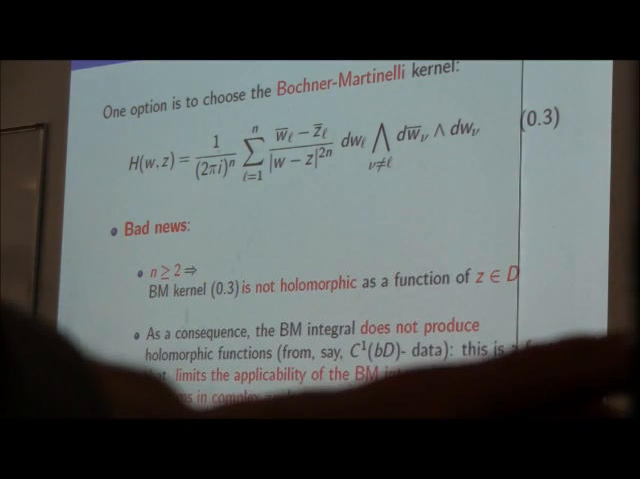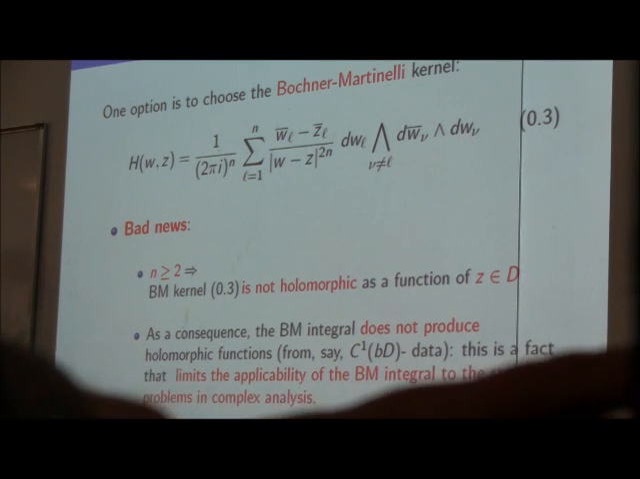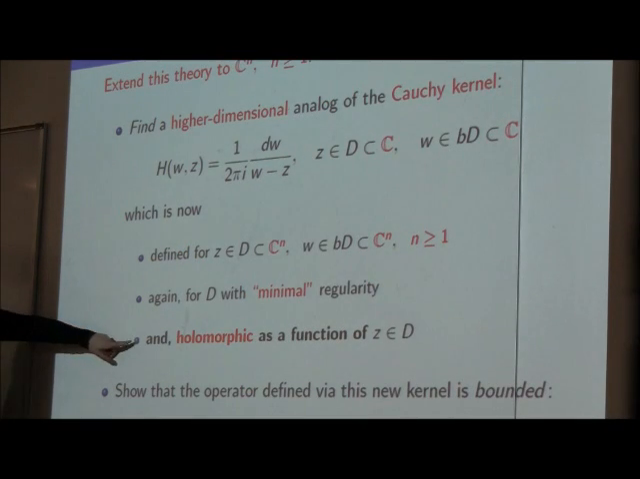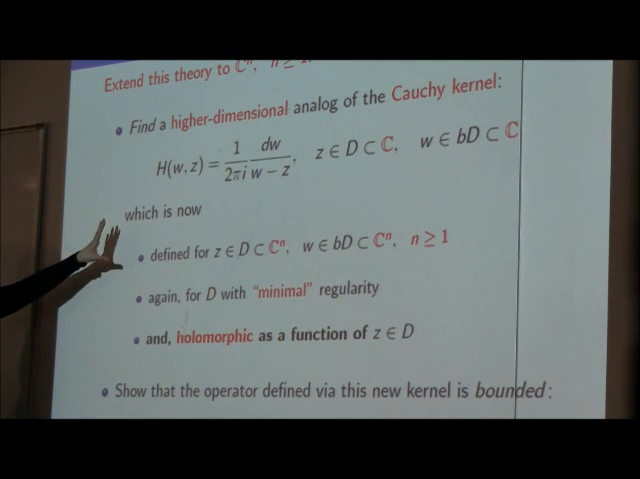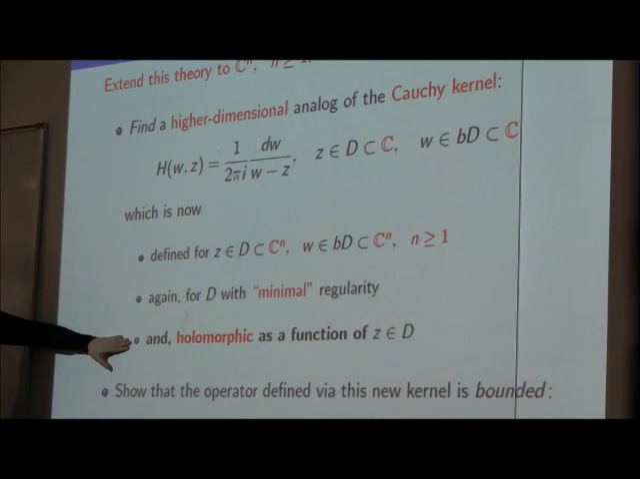So, you have a problem. And the problem translates into imposing a further constraint in the problem you're trying to study. Not only are you now looking for a kernel, but you're looking for one that happens to be analytic as a function of z. And Bochner-Martinelli is not.